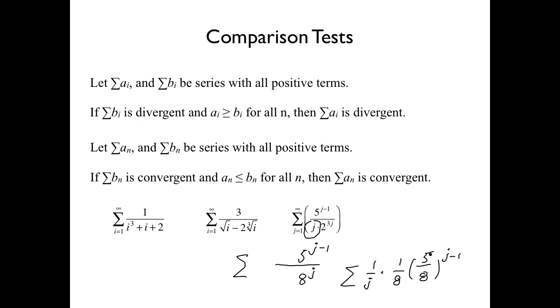This converges, right? Because 5/8 is less than 1. And what are we doing? We're multiplying by 1 over j. Does this whole thing converge or diverge? So we've got this converges. And what does multiplying by 1 over j do to a number? What does multiplying by 1 over a number do to the number? Get bigger or smaller? Smaller, right?